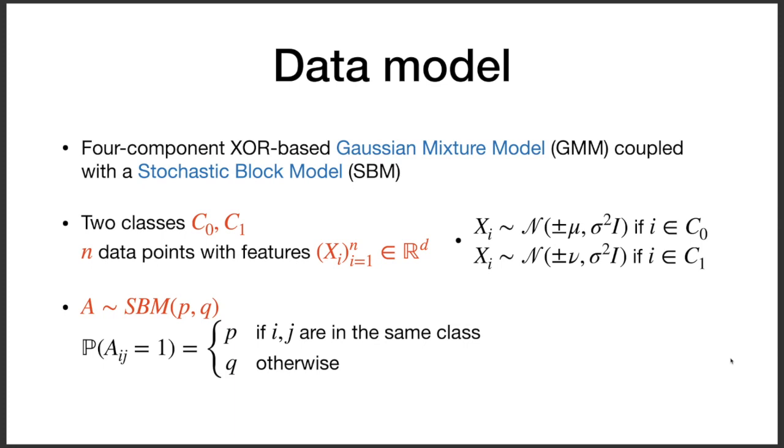So, there are two classes of nodes, C0 and C1, and each node has a feature vector. These features are drawn from a four component Gaussian mixture with means mu, minus mu, nu, and minus nu, and the same variance sigma squared. So class C0 contains a uniform mixture of nodes from the Gaussians with means plus minus mu, and class C1 contains nodes from the Gaussians with means plus minus nu. All node features are assumed to be mutually independent, and in addition, there is an independent graph structure that is modeled as a stochastic block model, where the probability of an edge between nodes i and j is p if they are in the same class and q if in different classes.